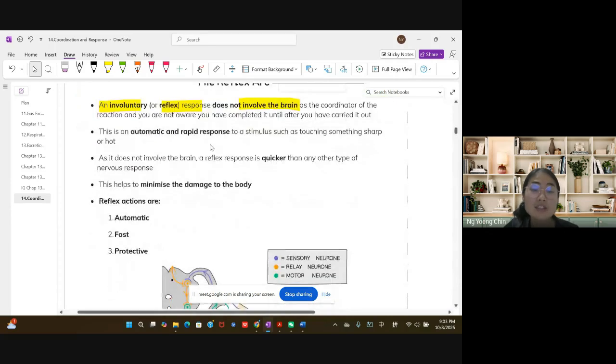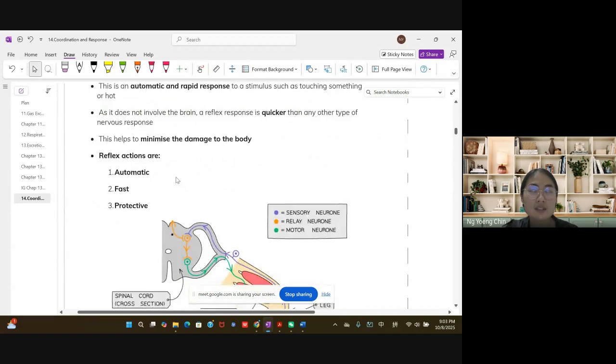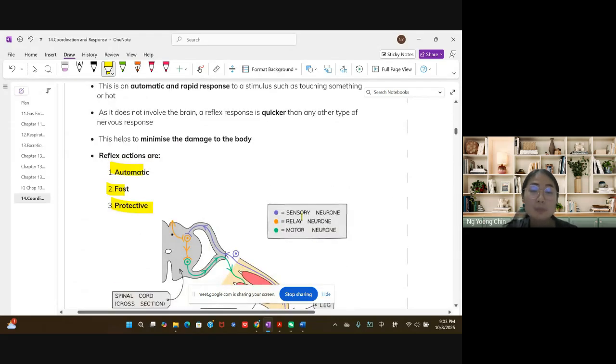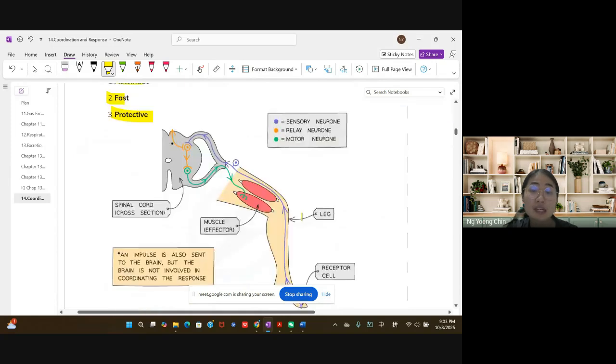It does not involve the brain, it only involves the neurons. So it can provide a response which is quicker than any other type of nervous response. This is the characteristic of reflex action: it is automatic, fast, and protective. It can help to prevent damage to the body, because you don't have time to think already. You need to act and respond faster. That's why you need to have this reflex.